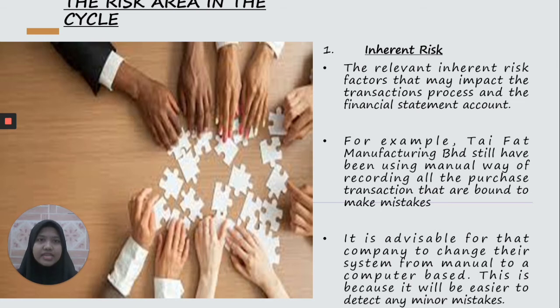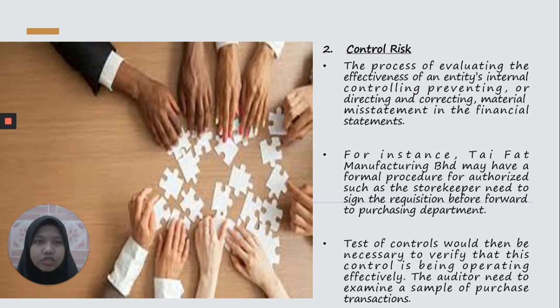And also, next is control risk. For control risk, Thai Manufacturing Berhad may have a formal procedure for authorization, such as the storekeeper needing to sign the requisition before forwarding it to the purchasing department. However, tests of controls would then be necessary to verify that this control is operating effectively. The auditor needs to examine a sample of purchase transactions.